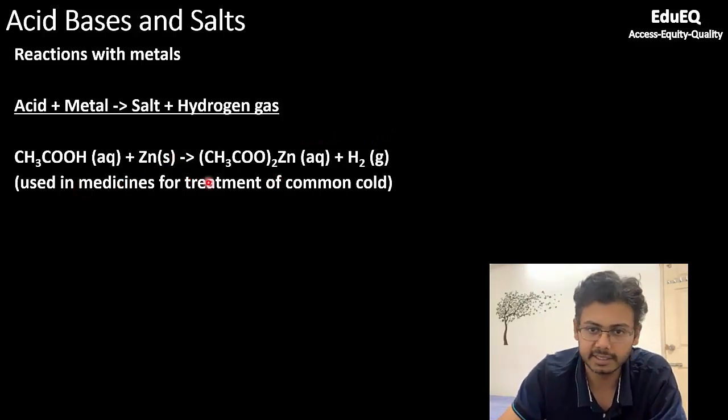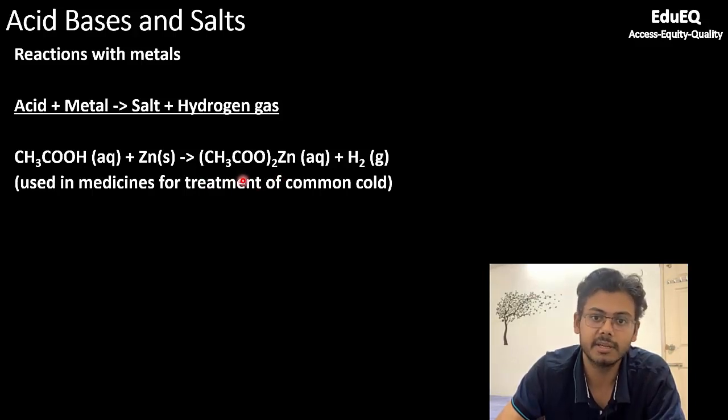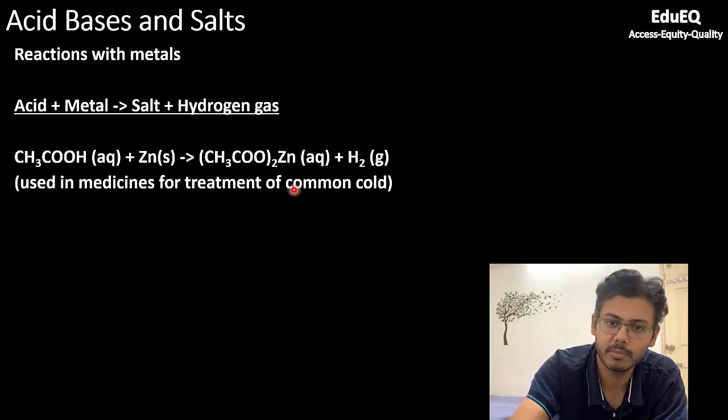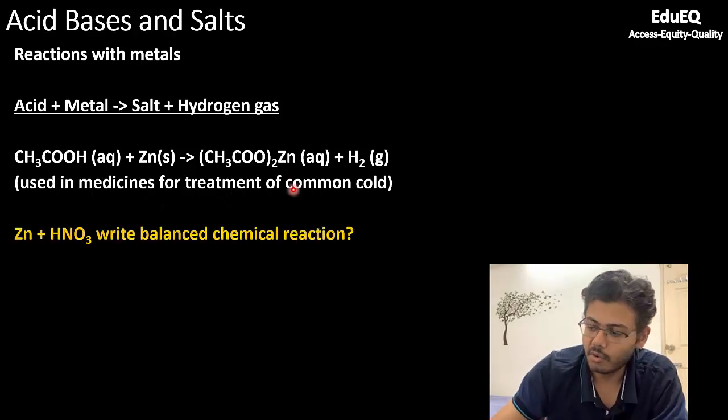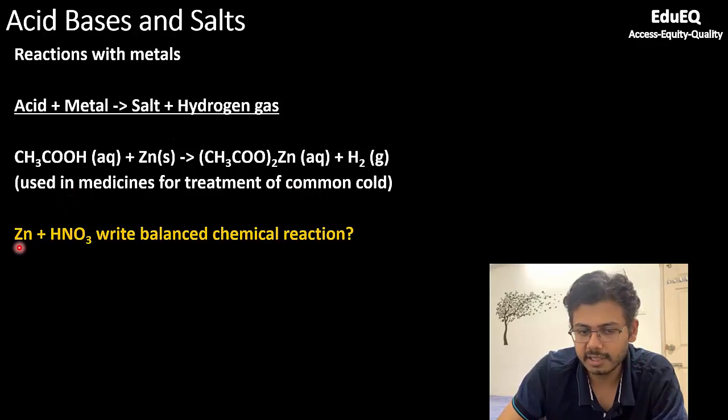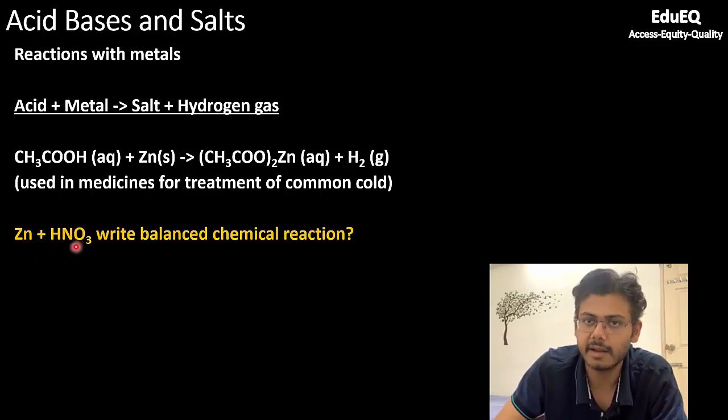Now zinc acetate is also a very common compound used in the pharmaceutical industry and in medicines for treatment of the common cold. So this information is also important. Now, can you write a chemical reaction between zinc and HNO3? This is also a metal, this is also an acid. So ideally it should give a salt, which will be zinc nitrate, and it should also evolve hydrogen gas.